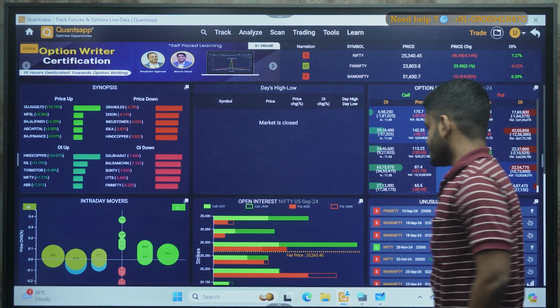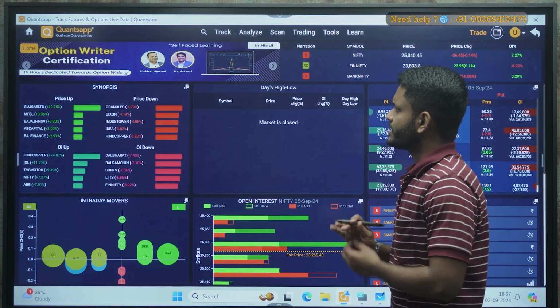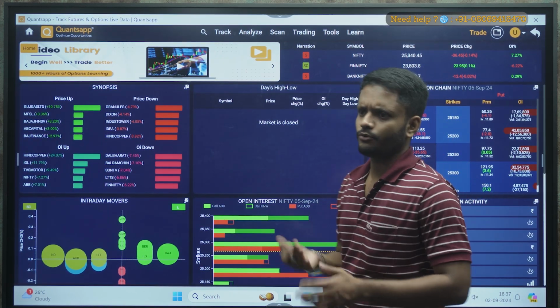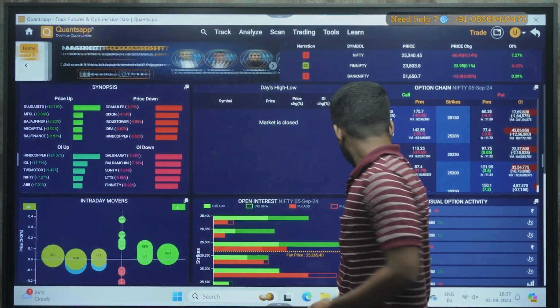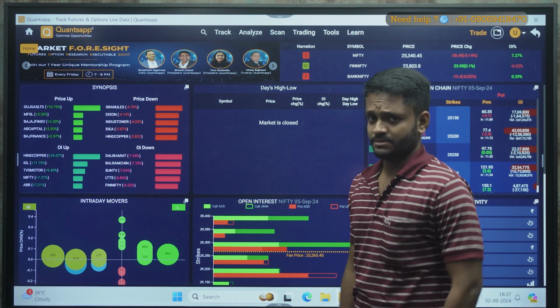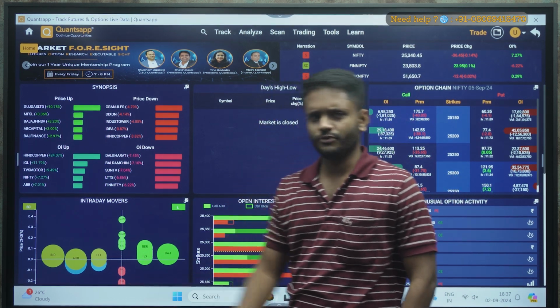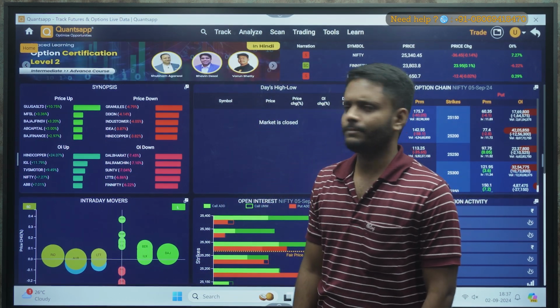Now let us start with it. Let us start with the analysis of Nifty. What will be the prediction for tomorrow? Instead of tomorrow, what I'll say is today is 2nd and we are having an expiry on 5th. So let's plan a strategy for 5th September, like how we can plan a strategy.